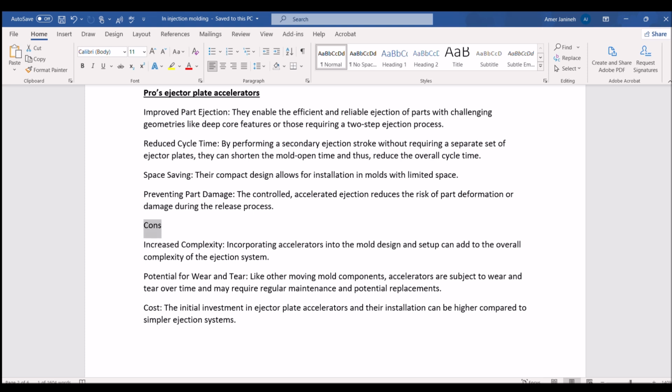Cons: increased complexity: incorporating accelerators into the mold design and setup can add to the overall complexity of the ejection system. Potential for wear and tear: like other moving mold components, accelerators are subject to wear and tear over time and may require regular maintenance and potential replacements. Cost: the initial investment in ejector plate accelerators and their installation can be higher compared to simpler ejection systems.